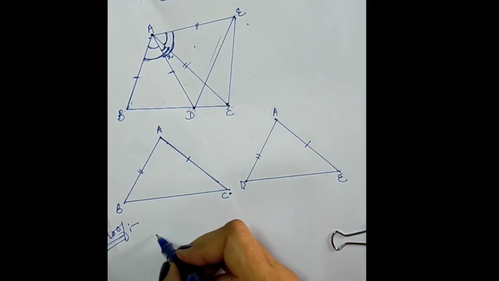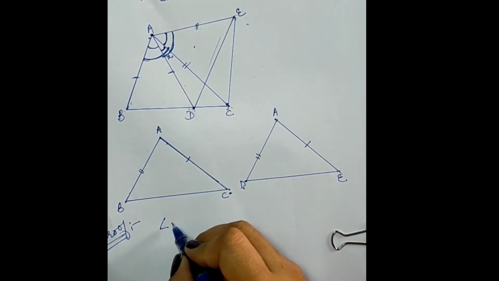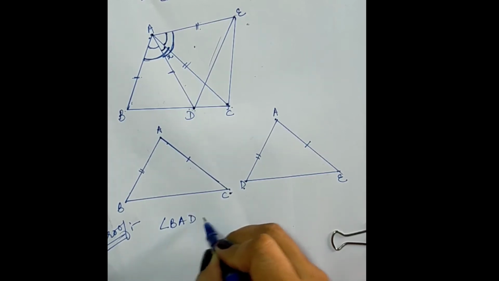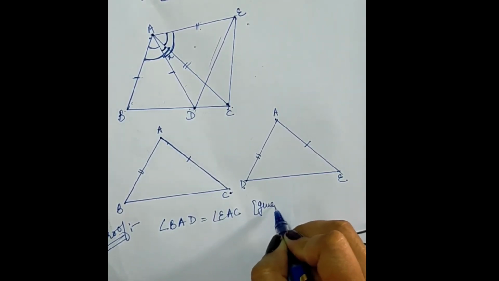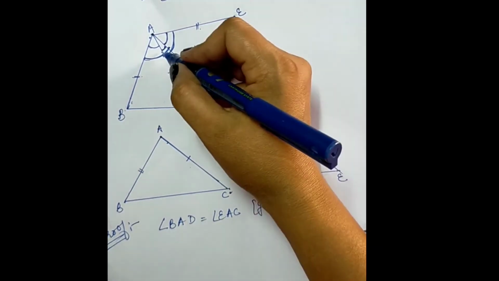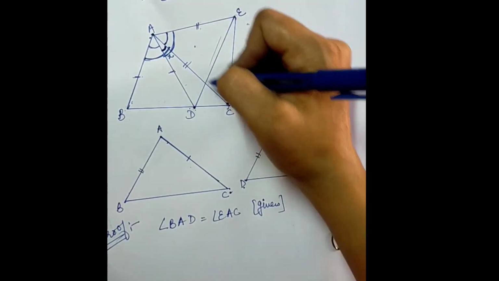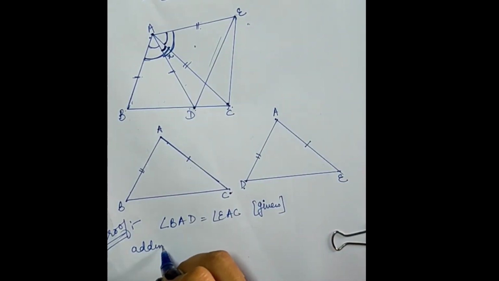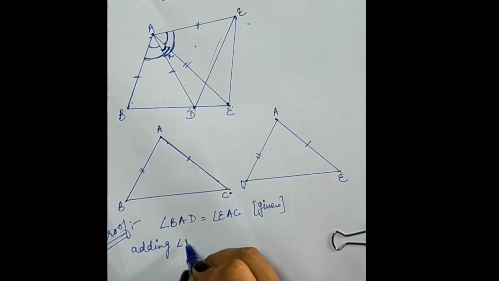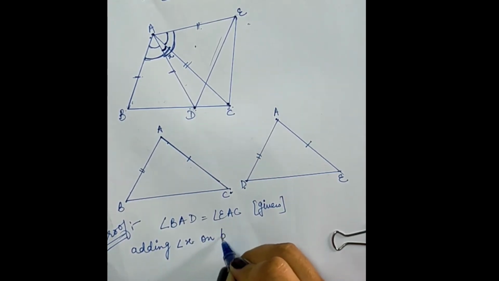So first of all, I am simply going to add. BAD is equal to EAC. This was already being given, so I am going to add the angle X on both sides, or you can say CAD. Okay, adding X on both sides.